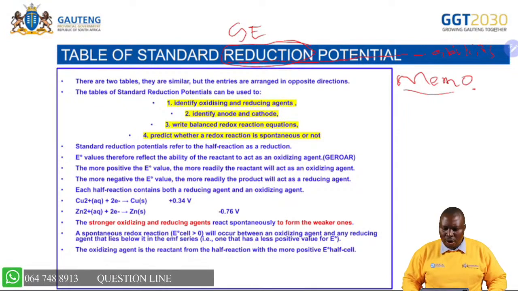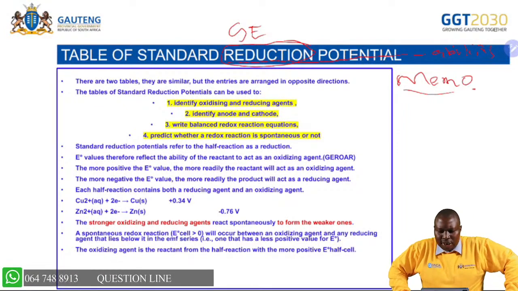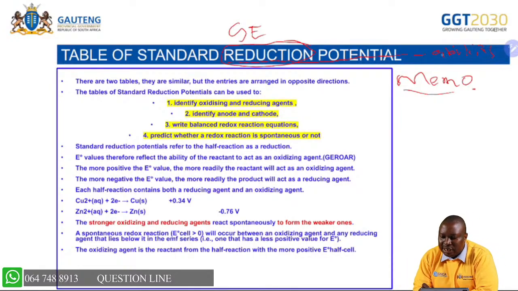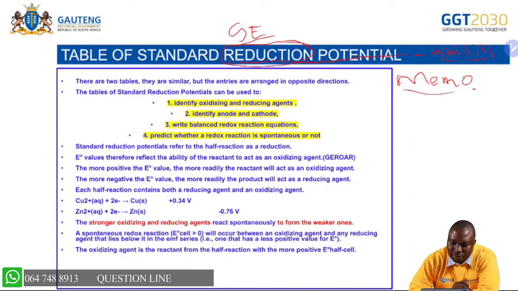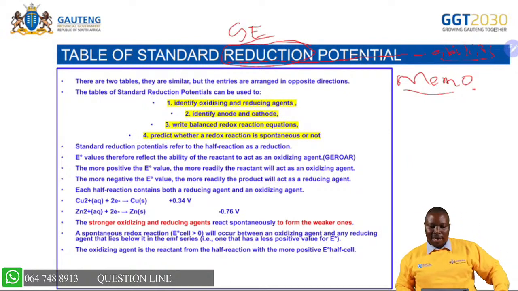Remember, we were talking about the table of standard reduction potential. I indicated that potential is the ability, and reduction is gaining of electrons, which means this table is a table of ability to gain electrons. So at all times when you're using the table, you got to know that the one with the more positive number will undergo reduction, it will undergo gaining of electrons. So the ability to gain electrons is your standard reduction potential.